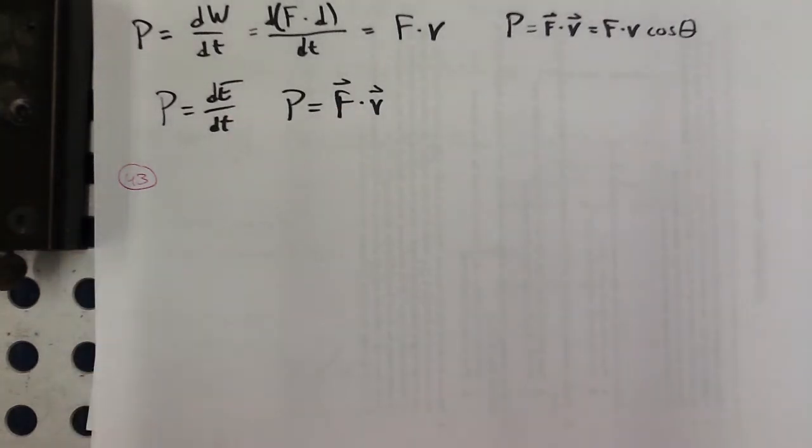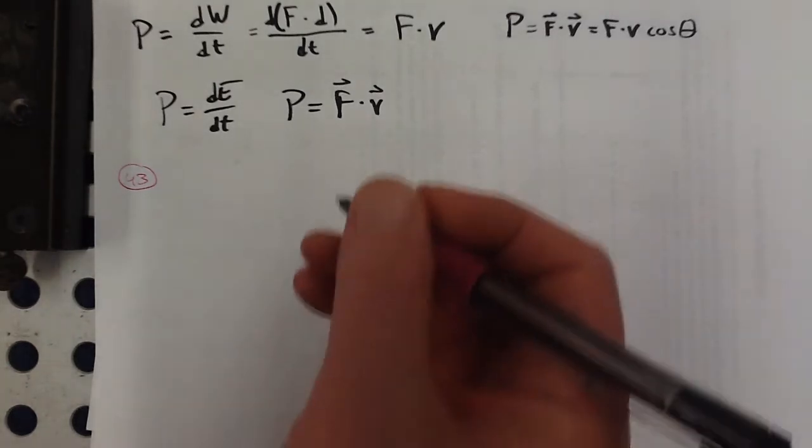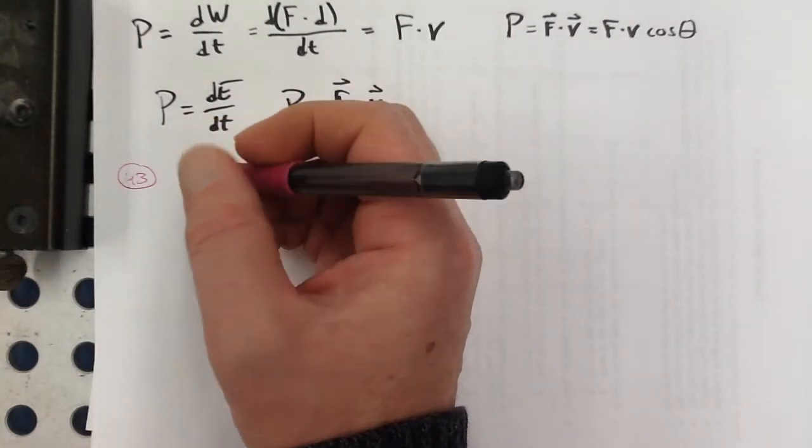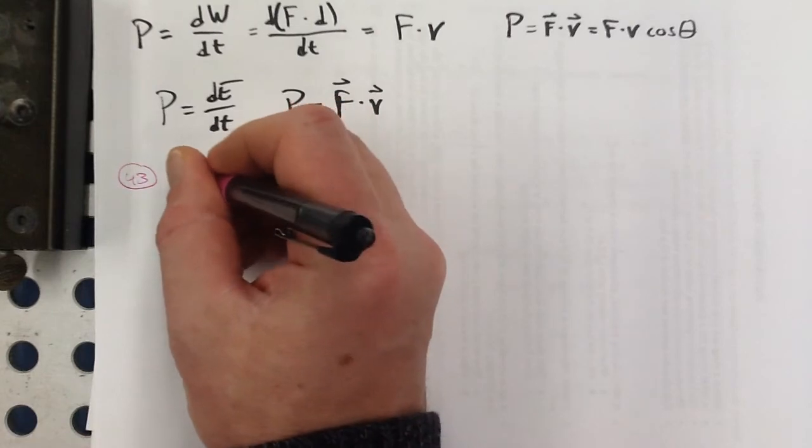All right, fresh off those power notes, I'm going to try these 43 through 46, see how that goes. My memory is that these are pretty easy problems. Let's see. So 43, a force of 5 newtons.